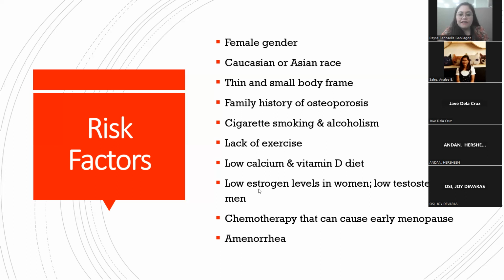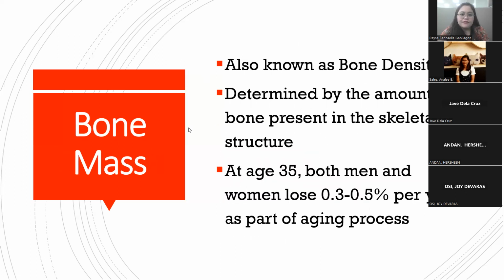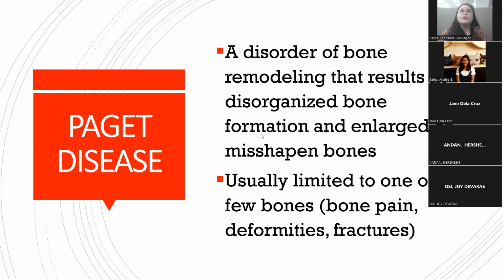And then we have amenorrhea, where there is no menstruation. That is also a problem, so there is a problem with hormones there. Okay? Now this is for osteoporosis, but we have other types of disorders in the bones.